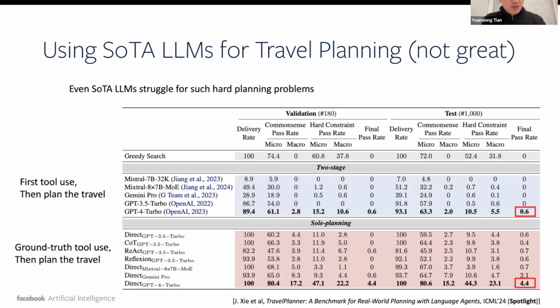Even if you allow the language model to have access to the ground truth results of the tool, and then you ask the model to plan the travel, you see a performance that is slightly better, but still pretty low, right? It's basically 4.4% accuracy. So this basically shows that it's very hard to get such a model working very well for these complicated travel planning problems.